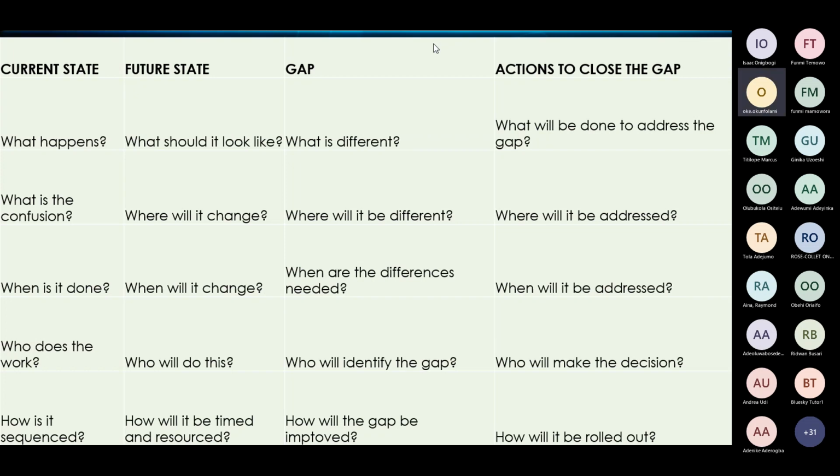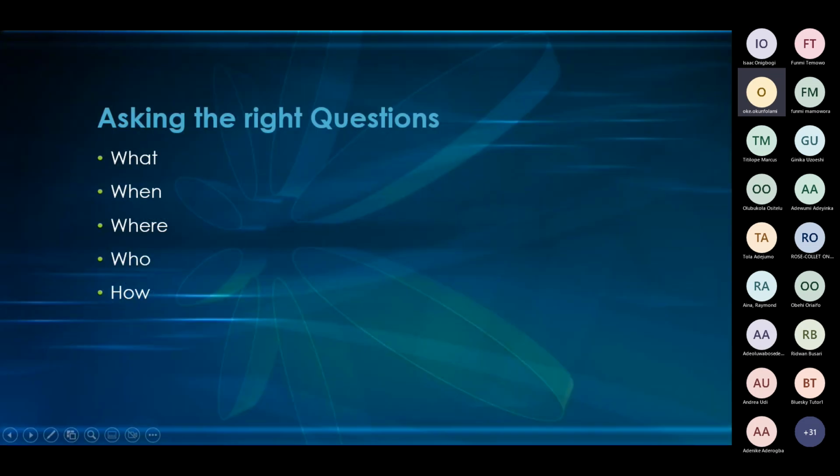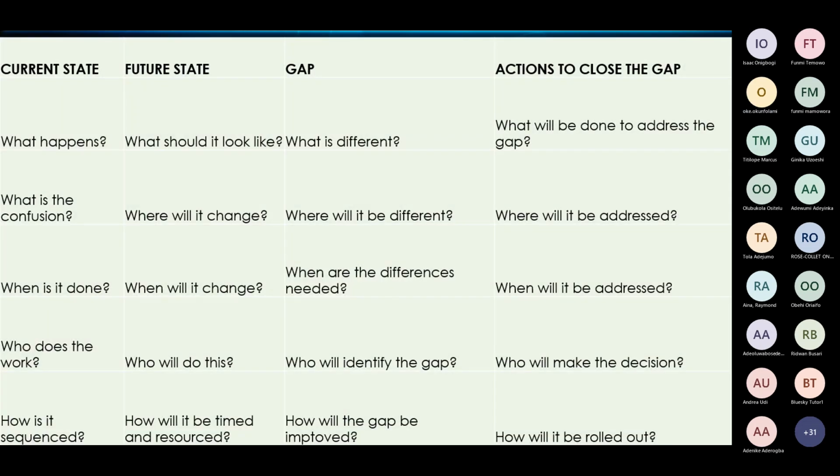So again, if you want to apply those questions that we talked about in the previous slide, what, when, where, who, and how, what you have in front of you is kind of like an example of when you apply those questions. So for your current state, you want to be asking, what happens?